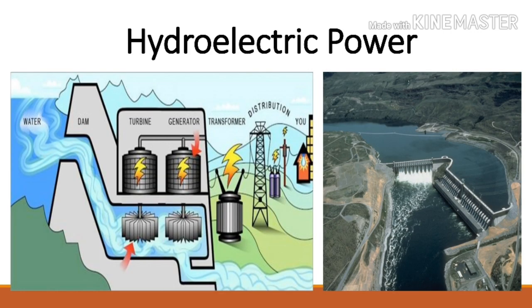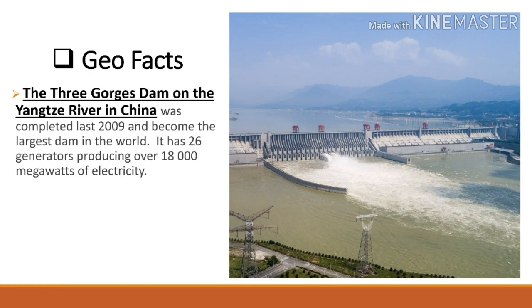To obtain hydroelectric power, dams and turbines are built across rivers with fast-moving water. First, dams trap large volumes of river water in one place. Then this water is released at once, turning the turbines quickly. This movement generates electricity, which is transmitted to the various places for use. The Three Gorges Dam on the Yangtze River in China was completed in 2009 and became the largest dam in the world. It has 26 generators producing over 18,000 megawatts of electricity.